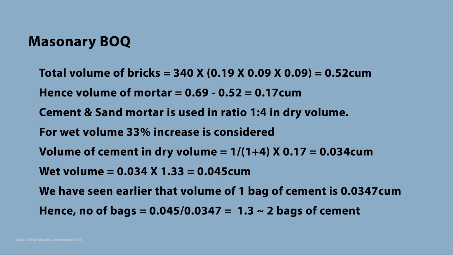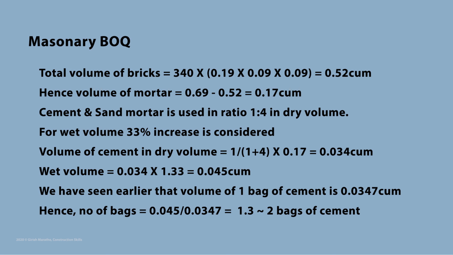Cement and sand mortar is used in ratio of 1:4 in dry volume. For wet volume, 33% increase is considered. Volume of cement in dry volume shall be 1 divided by 1 plus 4 into 0.7, which is 0.034 cubic meters. Wet volume shall be 0.034 into 1.33, which is 0.045 cubic meters.